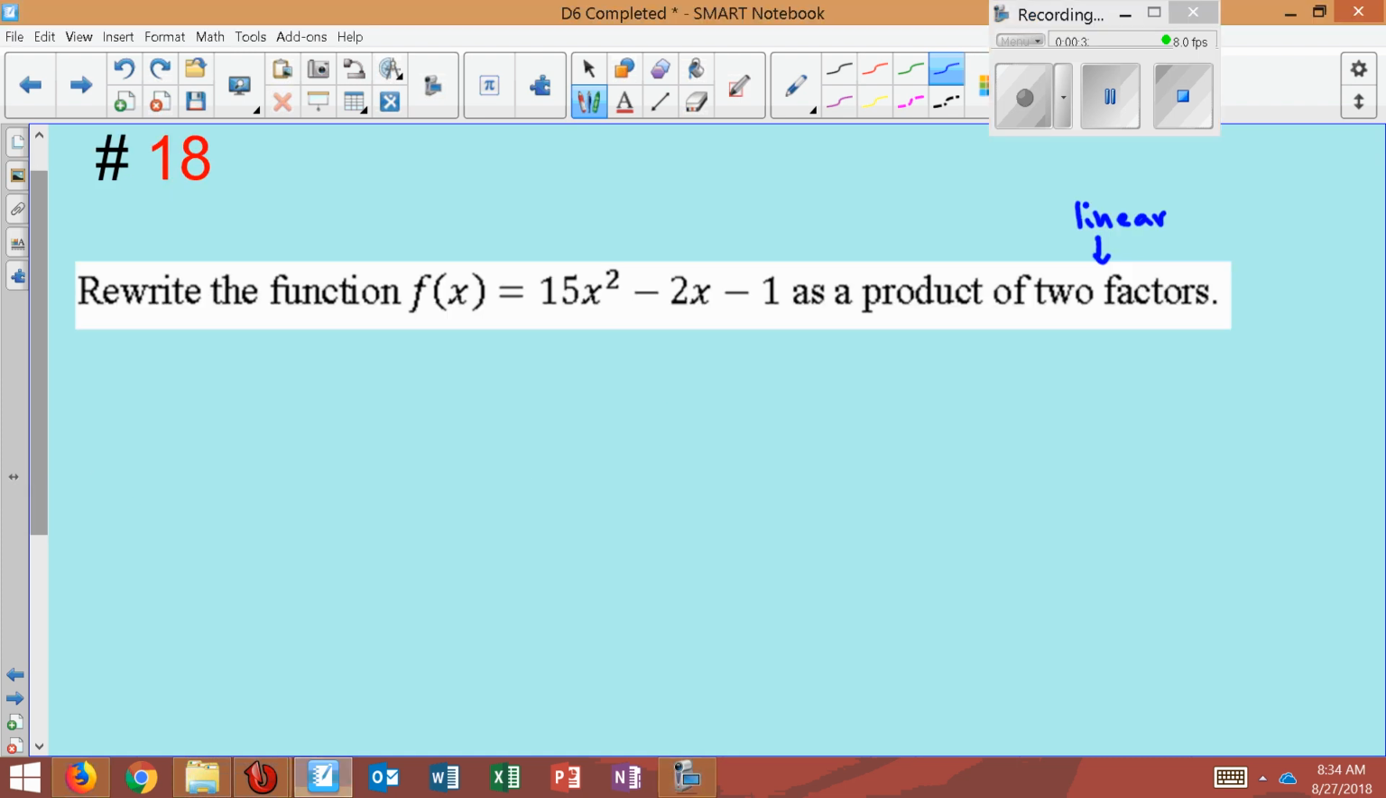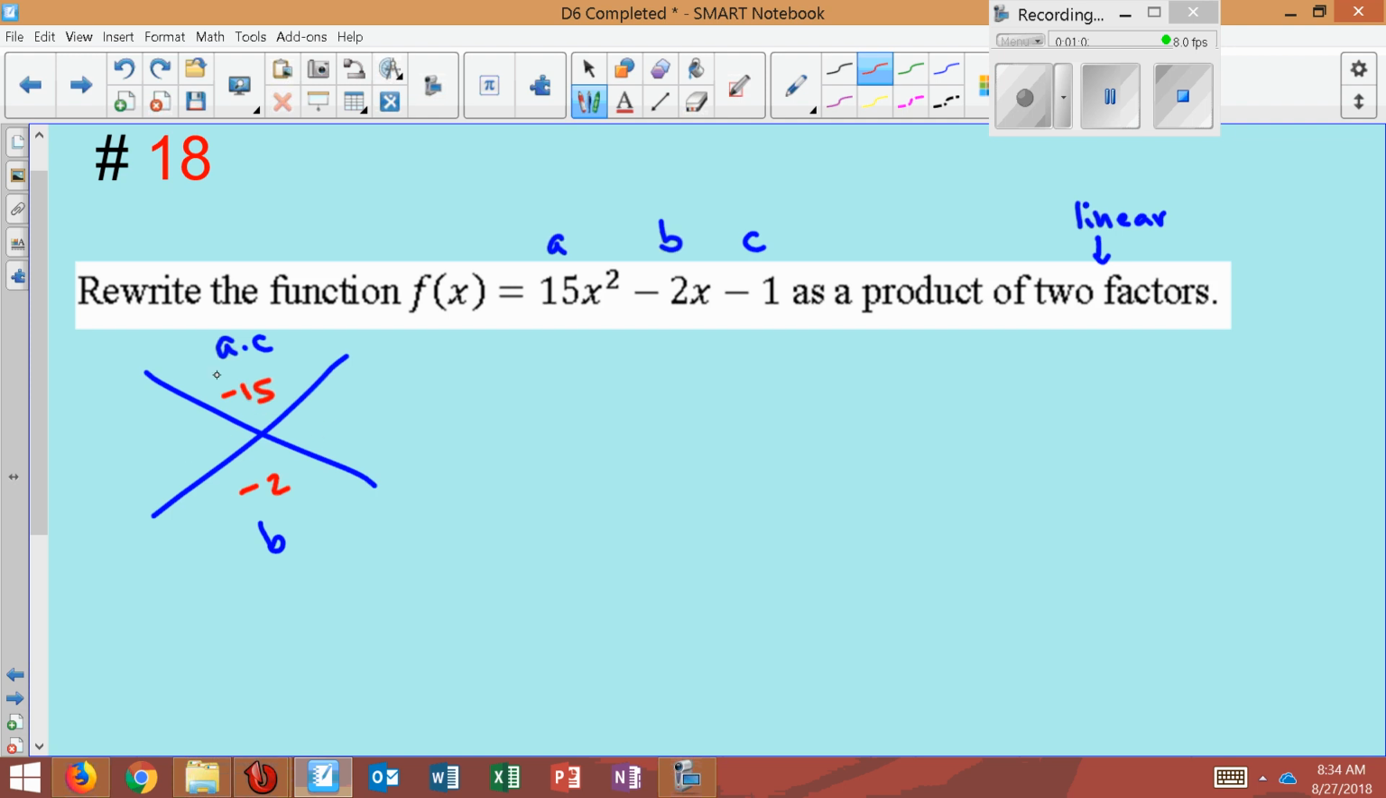So our technique is we use the X method. For any trinomial, we label our terms as A, B, and C. A refers to the 15, the coefficient in front of x squared. B is the coefficient from the x term, which is -2, and C is the -1. Now I draw an x, and I'm going to put A times C on the top of the x, and B at the bottom. So 15 times -1 is -15. The -2 goes down below. Now you're looking for two numbers that multiply to be -15, but add to be -2.